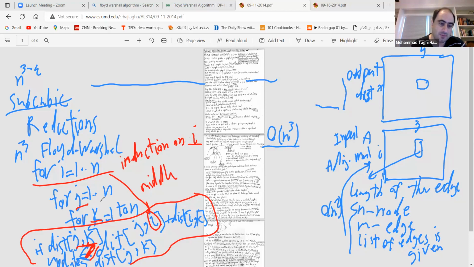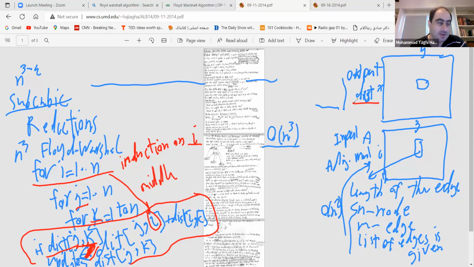This simple algorithm, this triple for loop, and this simple operation: if distance of j and k is greater than the distance of j to i and then i to k, then just update the distance jk with this lesser amount. This is the n cubed algorithm that we have for all pairs shortest paths. At the end, the distance matrix is the one that stores the shortest paths. And that's the best algorithm that we have.